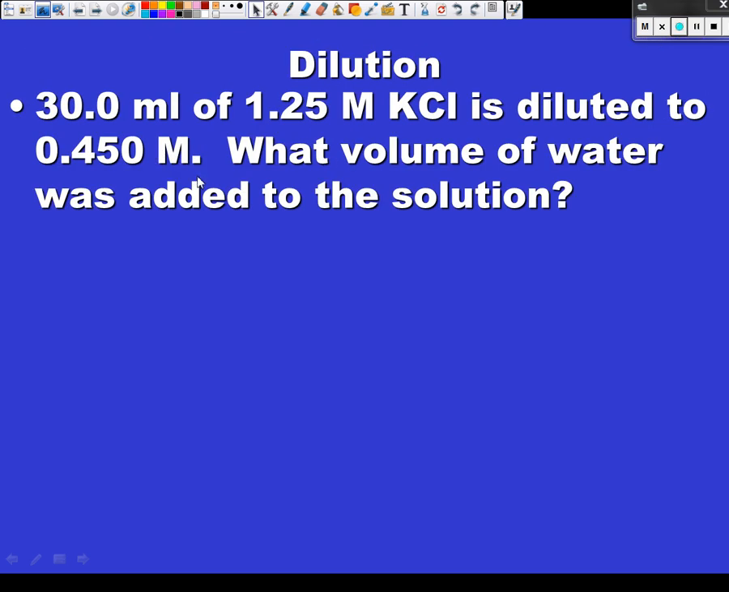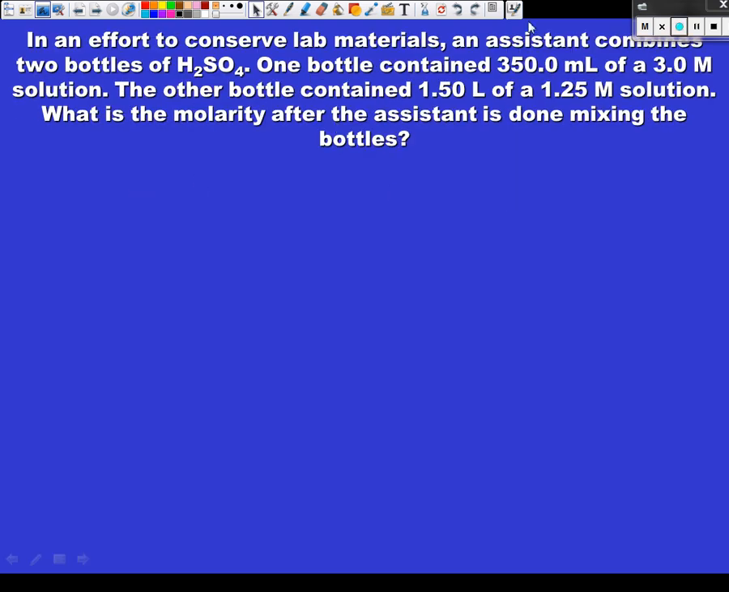All right, we're going to skip that one because it's too easy. Let's go to this next one. I'm not wasting time. So the next one: in an effort to conserve lab materials, assistants combine 2 bottles of sulfuric acid.